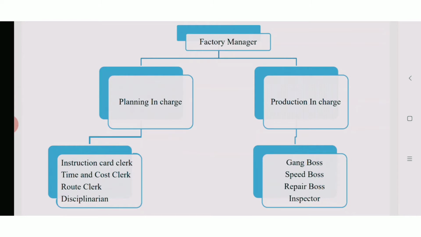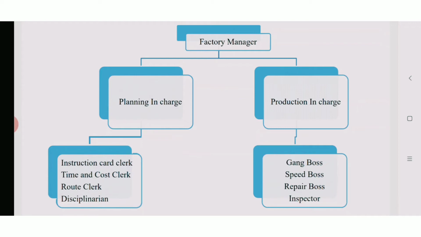F.W. Taylor suggested the whole management of a factory should be divided into 2 divisions, and the senior-most person is called the factory manager. F.W. Taylor said that planning and execution must be separated. One division head is planning in charge and another division head is production in charge. Then 4 specialists or professionals will work under planning in charge, and in the same way 4 specialists or professionals will work under production in charge.